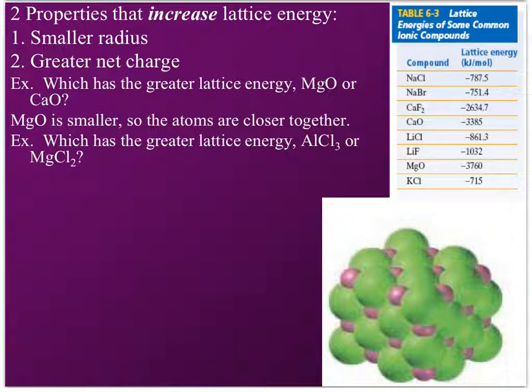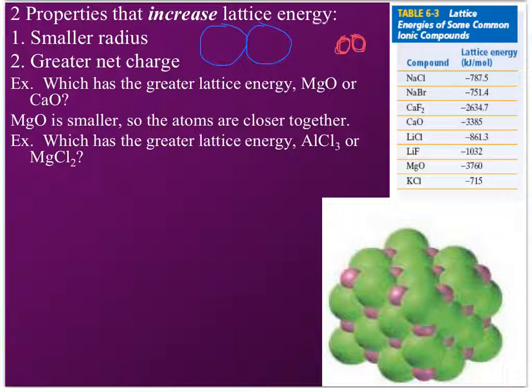Two things contribute to increased lattice energy. The smaller the radius, the greater the lattice energy. So, for example, if you have 2 atoms that are very large versus 2 atoms that are very small, the 2 small atoms are going to be closer together. The reason it increases with a smaller radius is because they're closer together, forming a stronger bond. The next one is greater net charge.